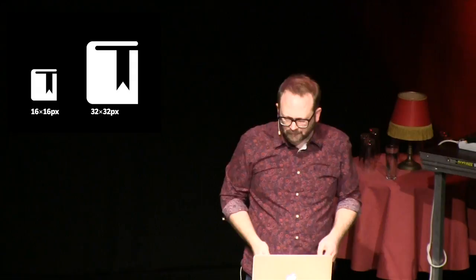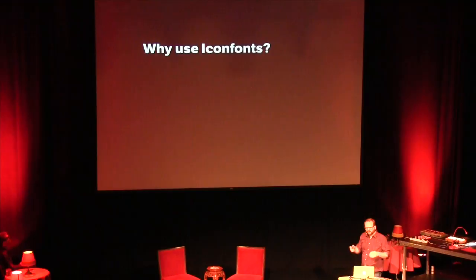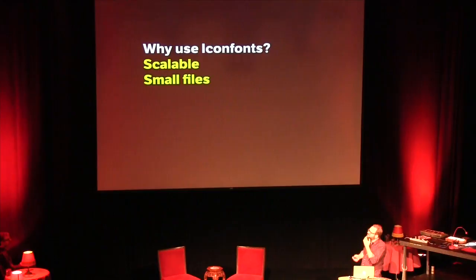So we need something a little bit more scalable, where we don't have to keep creating lots of different icon versions in bitmaps. The first option here is icon fonts. And there's a simple reason for icon fonts. They're scalable. They're very small files, although you do often have to have about five different versions of the icon font.